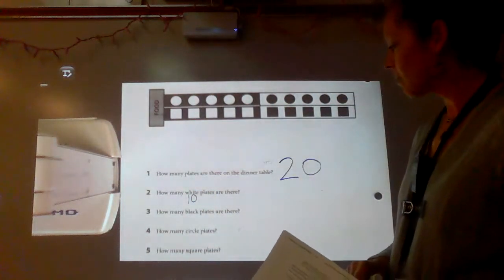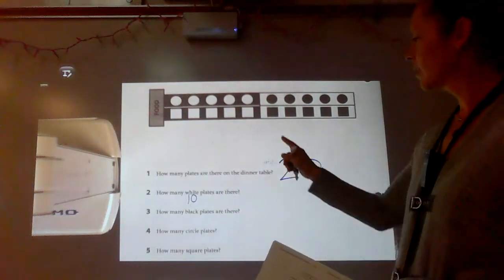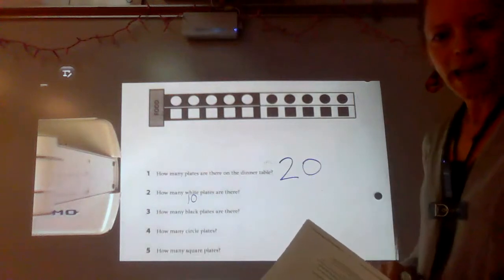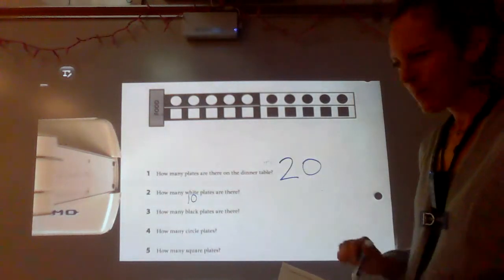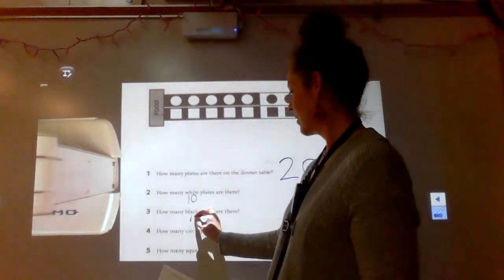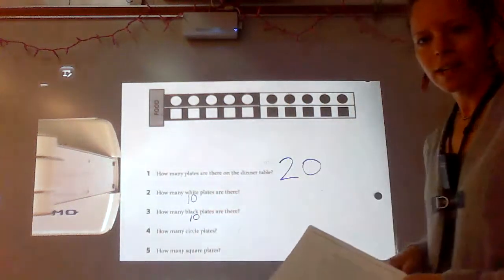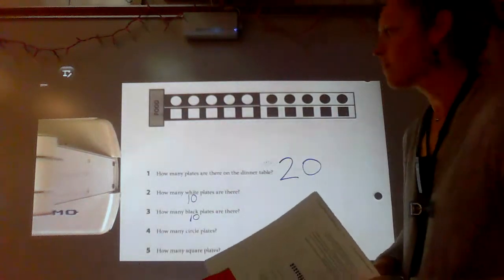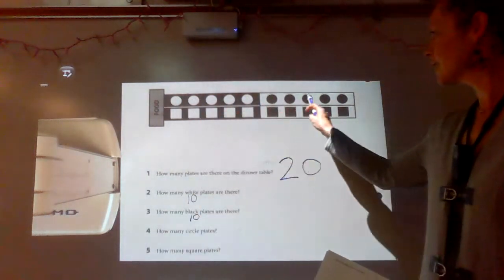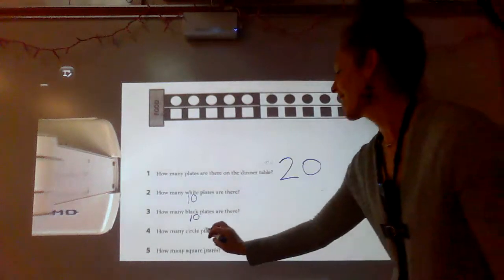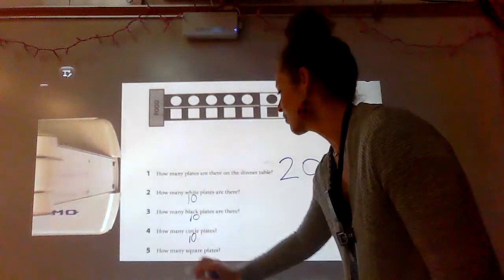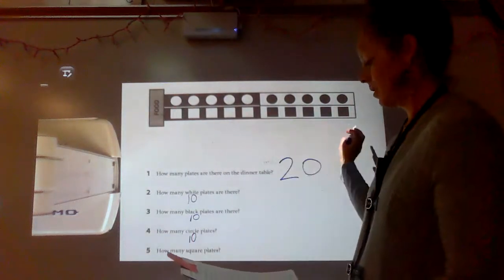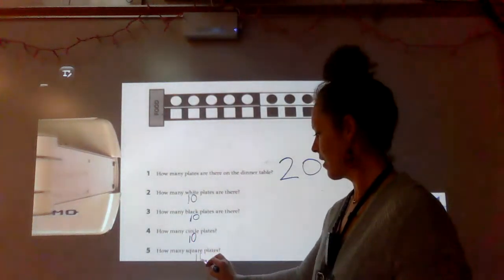How many black plates are there? Well, if there's 10 white, how many black are there? 10. 10 plus 10 is 20. How many circle plates are there? I look straight across. I see 10 circle plates. And how many square plates are there? You're right, there are 10.